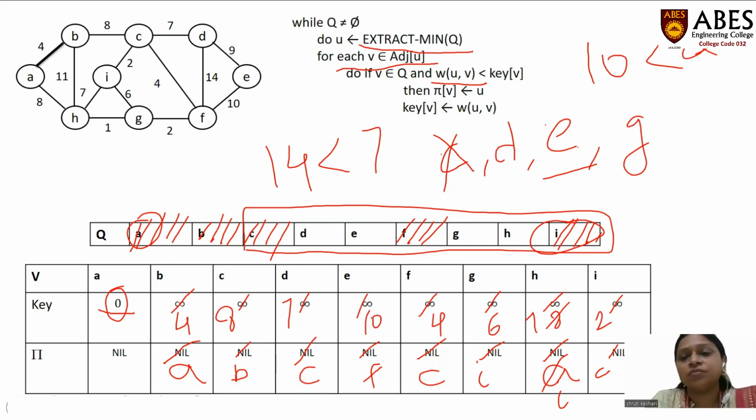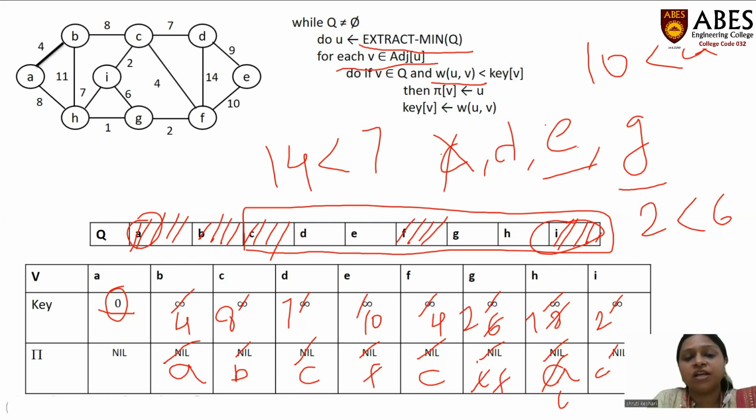Now we will check for the G. G is part of your capital Q, and the edge weight from F to G is 2 and the current weight of G is 6. Both conditions are true. Then update this one. The parent will become F and the weight will become 2.